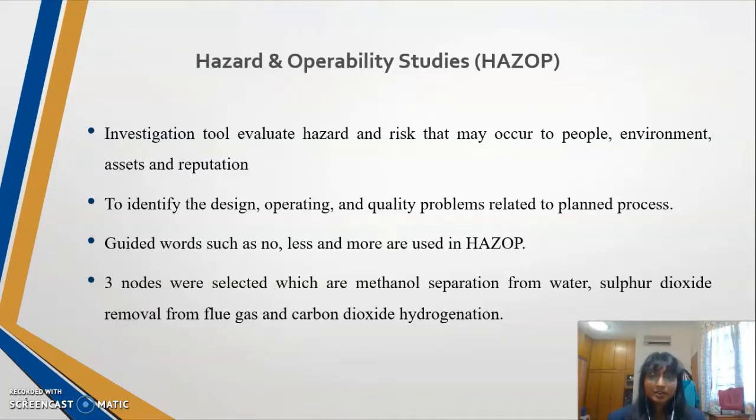Now I'll be presenting on the HAZOP study. So HAZOP is used to evaluate the risk and hazard that may occur to people, environment, asset and reputation. It is used to identify the design, operating and quality problems related to the process. Guide words are used in the HAZOP sheet. Three nodes were selected for our HAZOP study, which is number 1, methanol separation from water, number 2, sulfur dioxide removal from flue gas, and last, number 3, carbon dioxide hydrogenation to produce methanol.